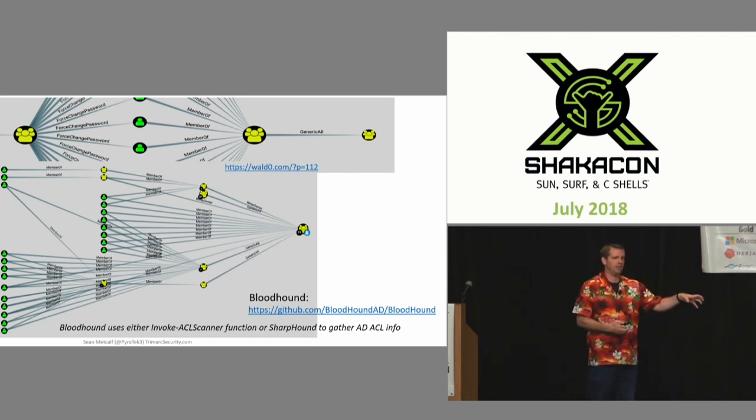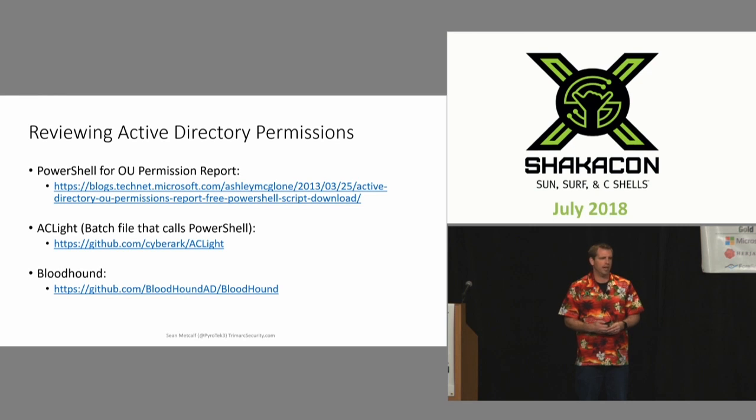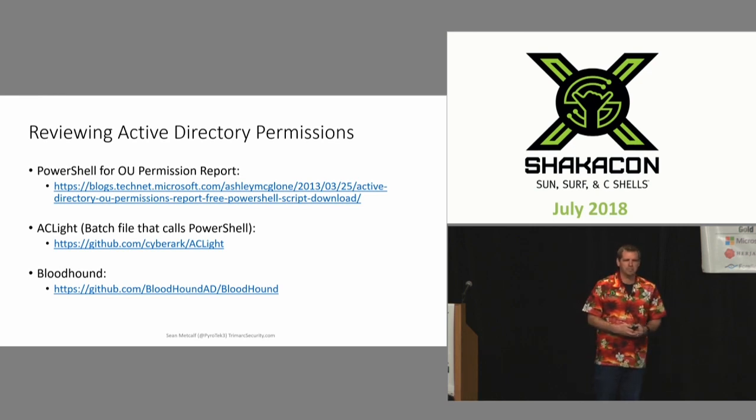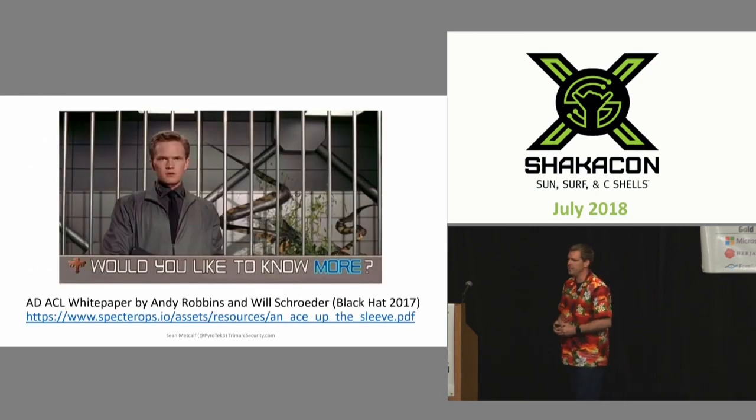It used Invoke ACL Scanner as part of the PowerShell ingester. Now it uses a C# ingester. And I have the links here, and again, those will be in the slides. And there's also the AD ACL Whitepaper that was written by Andy Robbins and Will Schrader, who spoke at Black Hat last year, more about if you're interested in AD ACLs and how they work.